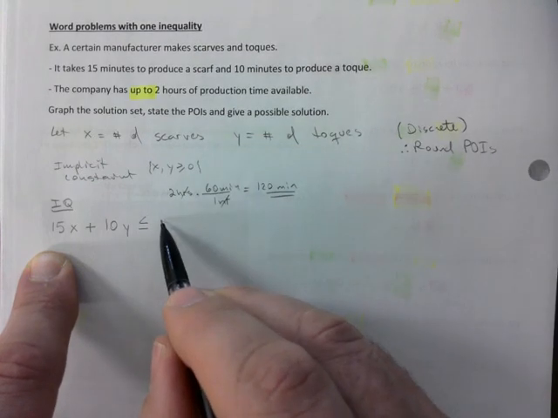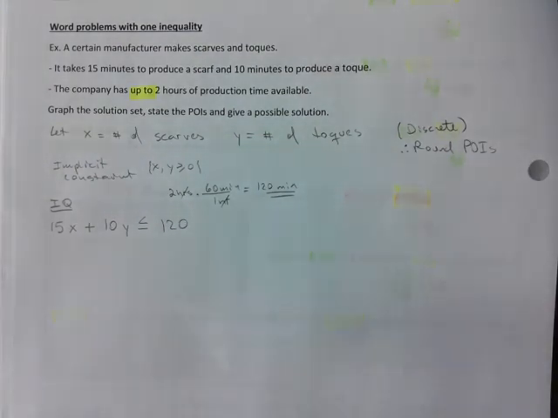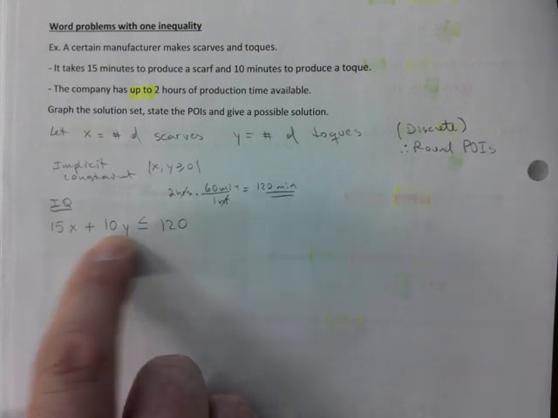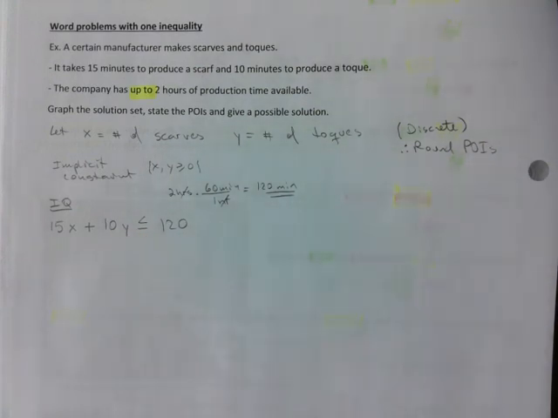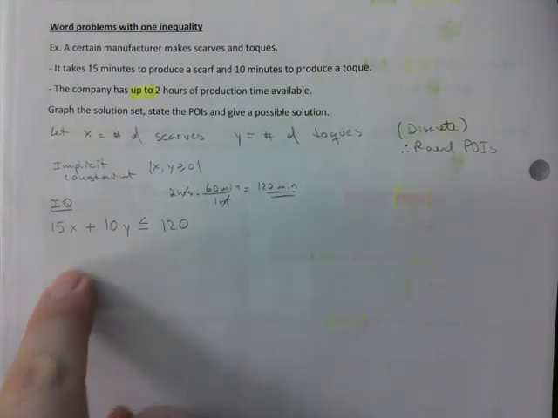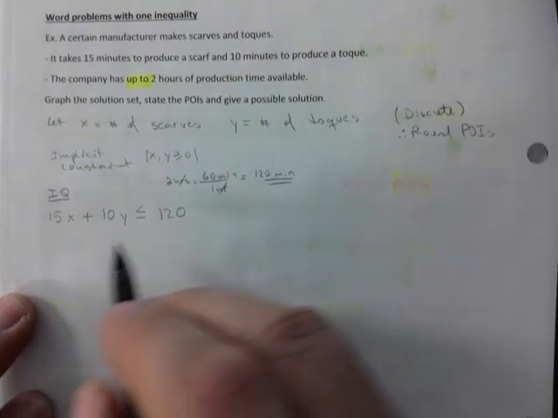I need to have that in minutes, so you either convert the minutes you were given into hours, or you convert your hours to minutes. But I always choose to go to the smaller unit if I have a choice. So there it is. That's my one inequality. That's the only thing that it's saying. It could have said, I'm going to give you a heads up, the company needs to make at least 50 toques and scarves combined. They could have said that, right? Then you would have had another inequality here. So that's what we're going to do as we go on. But anyways, let's just work with this one.